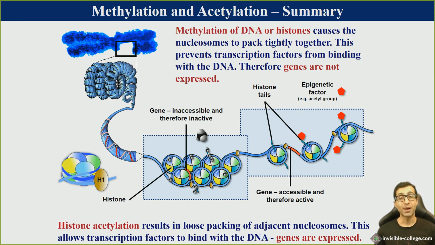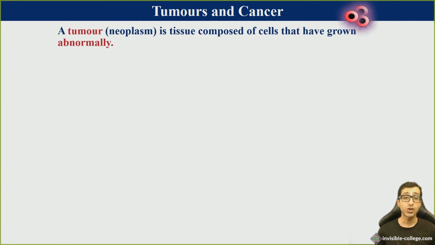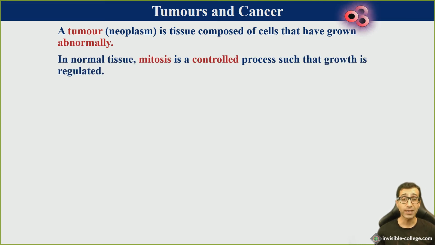Now, we've spoken quite a lot about the underlying regulatory mechanisms which can lead to cancer, but we haven't really talked very much about cancer as a condition. So let's start with an introduction to cancer. A tumour, or a neoplasm, is tissue composed of cells which have grown and multiplied abnormally. In normal tissues, mitosis is a tightly controlled process, and this leads to the regulation of the rate of the growth of those normal tissues. When these regulatory processes that control the rate of cell division break down, the cells can then start to divide uncontrollably, and this is what leads to the formation of tumours.